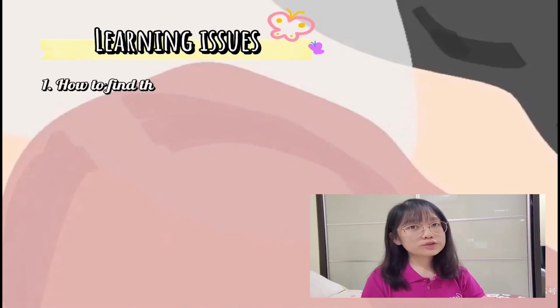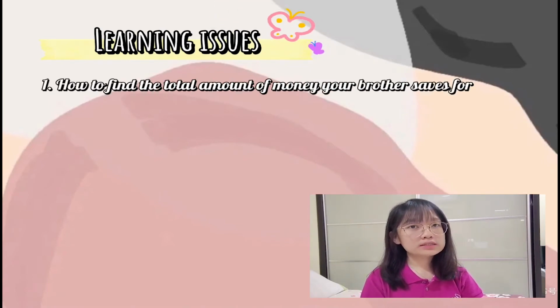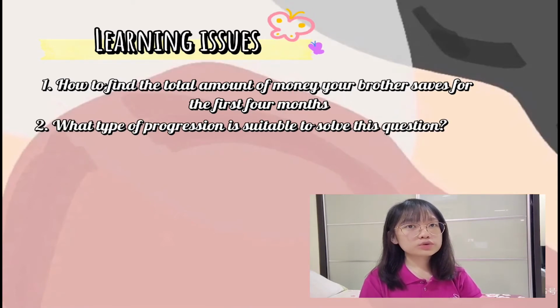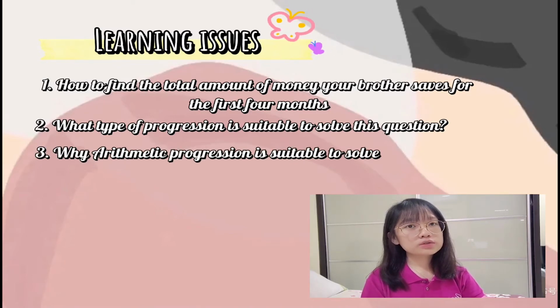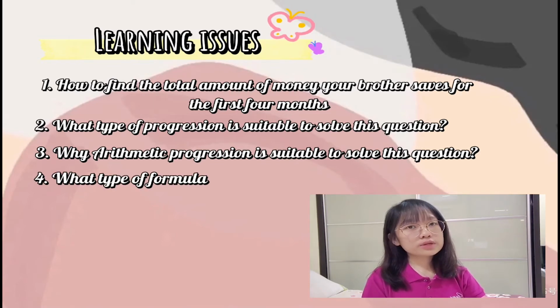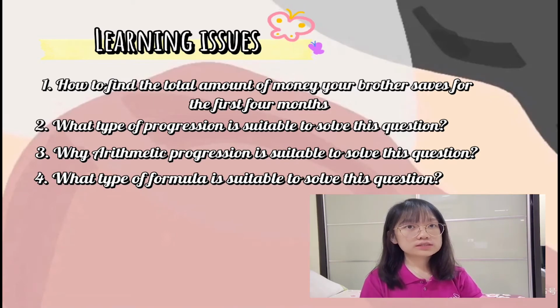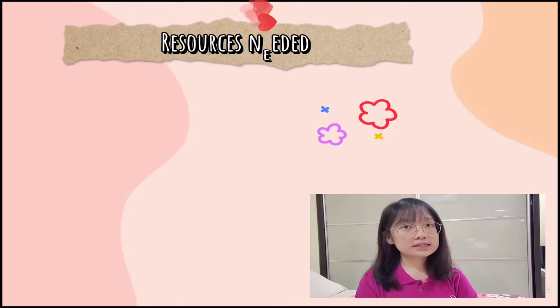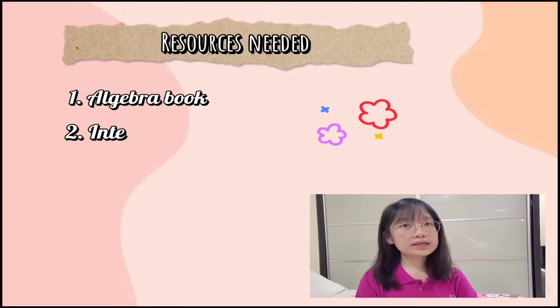First, how to find the total amount of money your brother saved for the first 4 months. Second, what type of progression is suitable to solve this question. Third, why arithmetic progression is suitable to solve this question. Fourth, what type of formula is suitable to solve this question. The last part for this FILA table is resources needed, which is algebra book and internet.